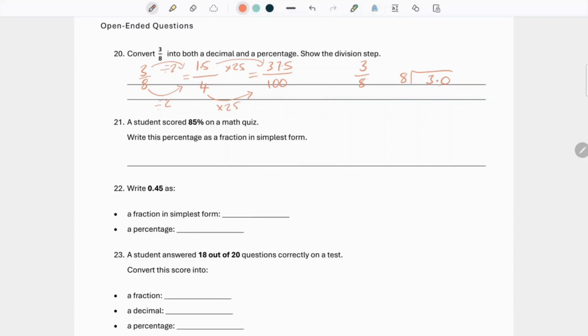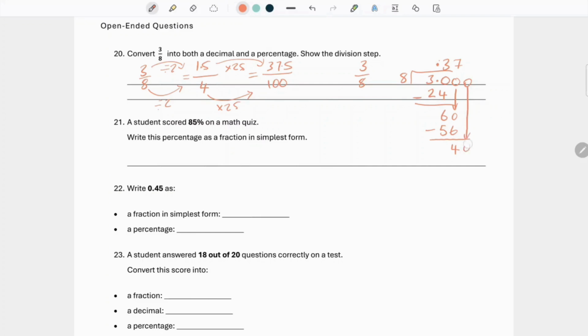Now 8 into 30 goes 3 times. So let's not forget our decimal point here. So 8 times 3 is 24. We're going to subtract it. 30 minus 24 is 6. Then we're just going to add a 0 here. Keep on adding zeros. So 8 into 60 goes 7 times. So 8 times 7 is 56. 60 minus 56 is 4.